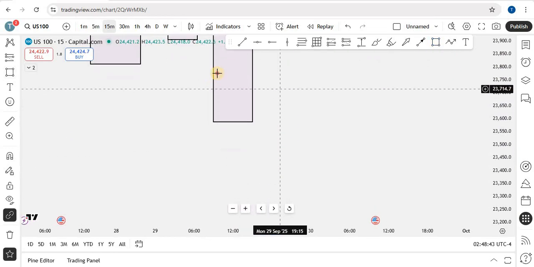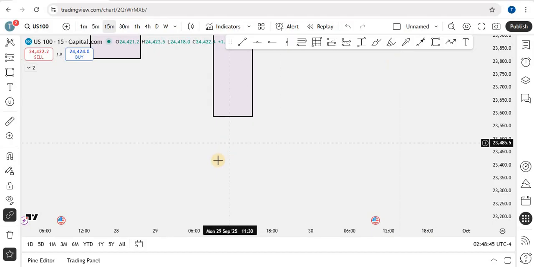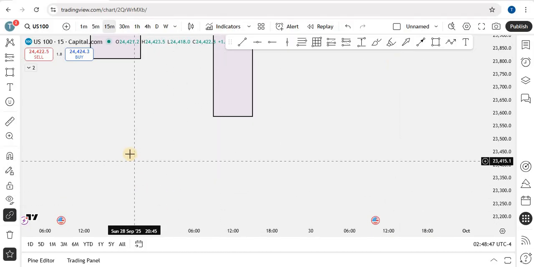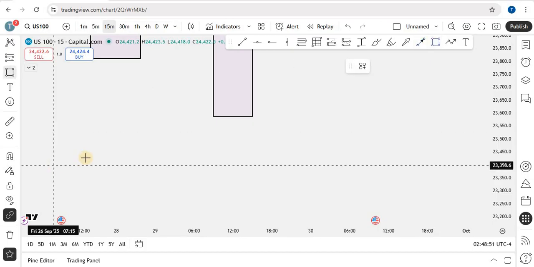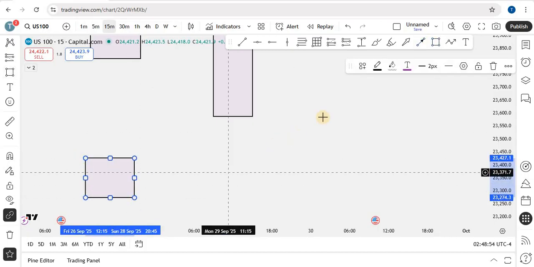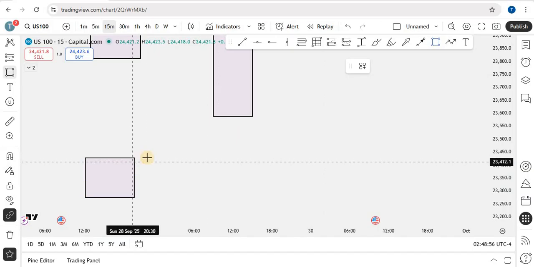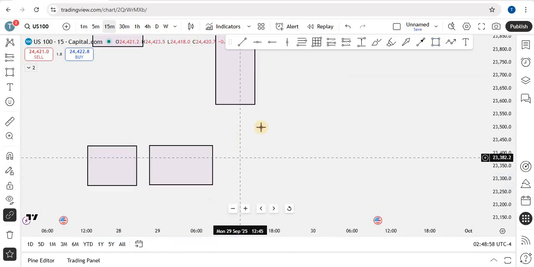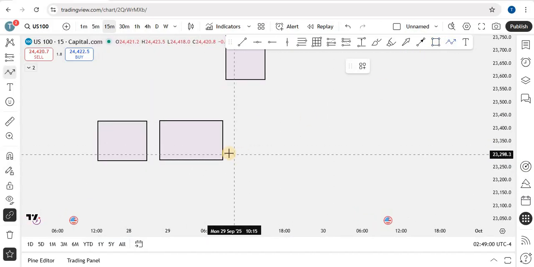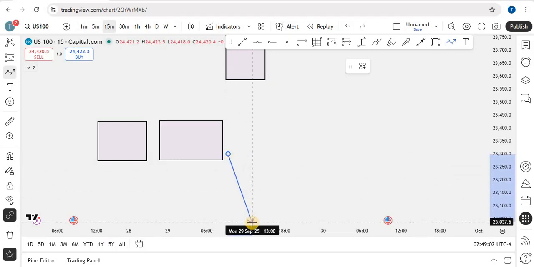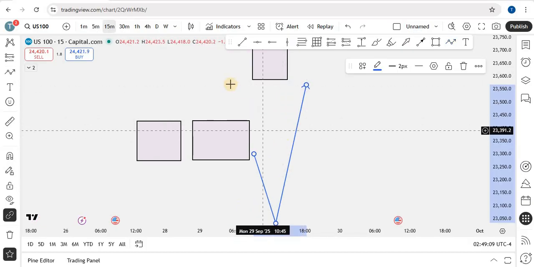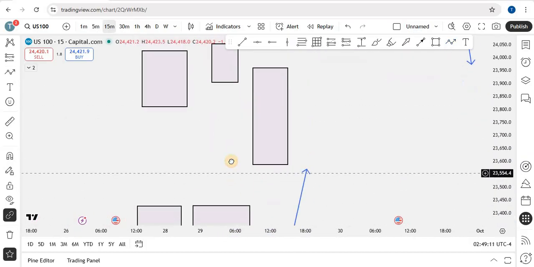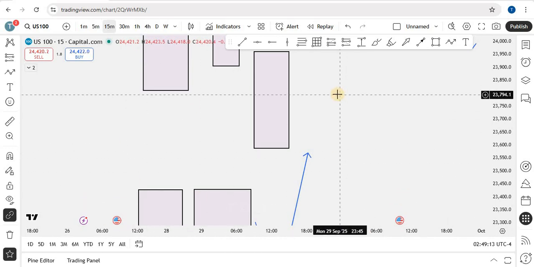Okay, another scenario, Asia and London both consolidate, and then New York went one side far, and then in the PM session reversal. Okay, these are some of the most commonly seen examples in the chart.